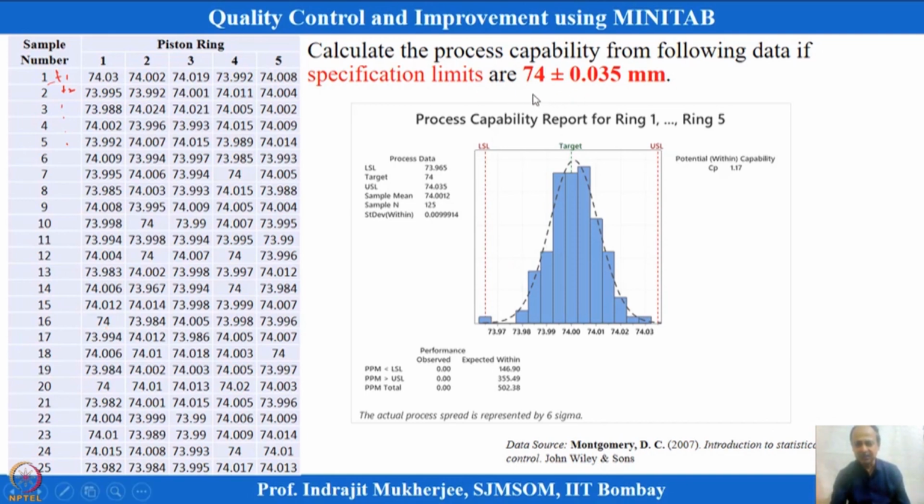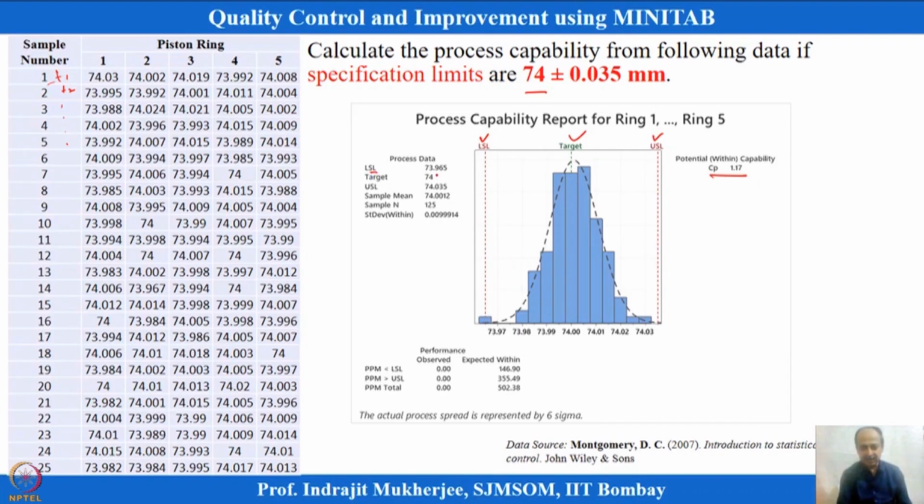The specification is given as 74 plus or minus 0.035. So, the tolerance is about 0.07. This is the total tolerance if you see from USL and LSL, the total delta value that we have, the voice of the customer that is given, and if it is within this we accept. The distribution over here is the MINITAB output. This is LSL, this is USL, this is the target I have defined, let us say 74 is the target value over here, and the Cp index is calculated as 1.17.